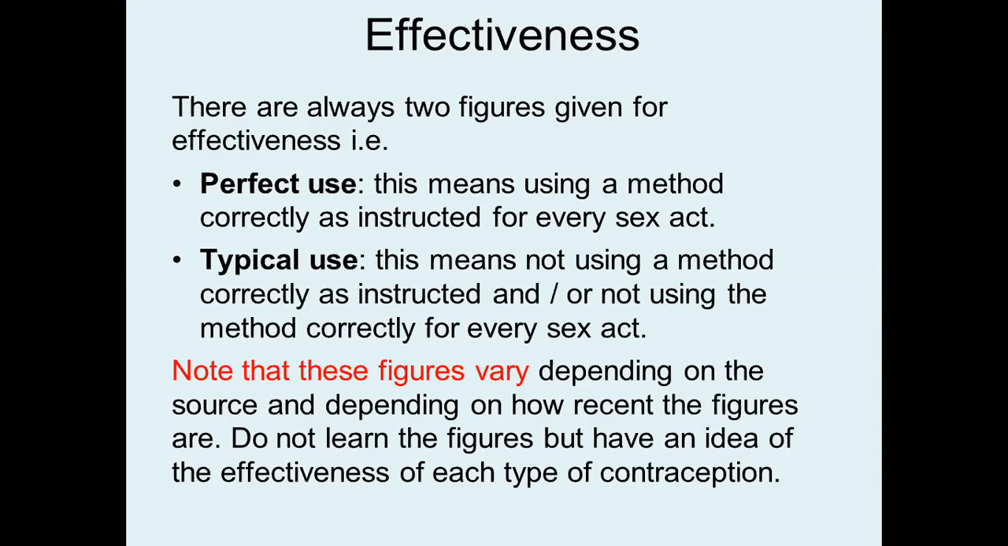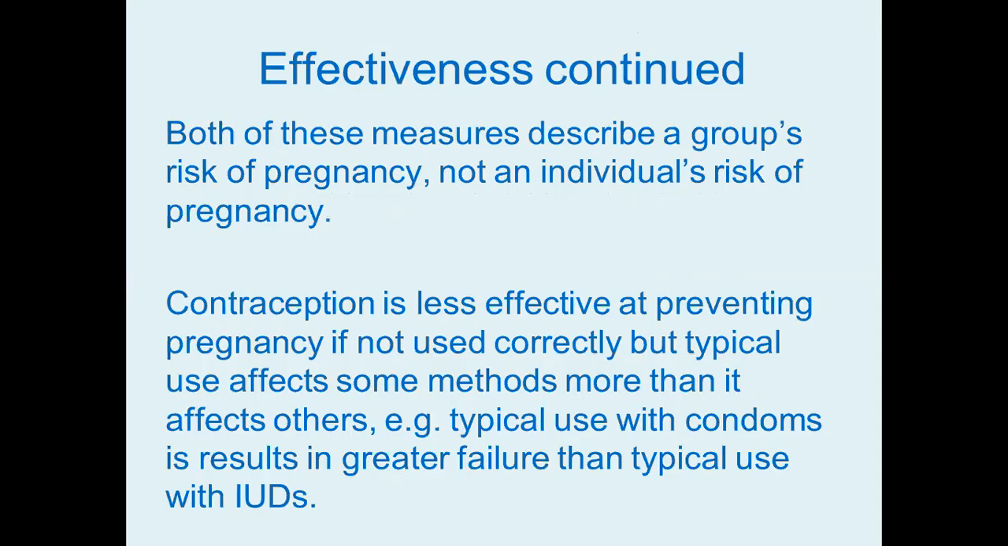I don't want you to learn any of the figures, but I do want you to have an idea of the effectiveness of each type of contraception. So if I say to you, for example, here are 2 methods of contraception that are available to this couple who cannot afford to have a child. This one's easier to use, but is it the best one for them to use? If it's got a low effectiveness, then it's not the best one for them to use, even if it is easier. Okay, but I'll talk about that over time.